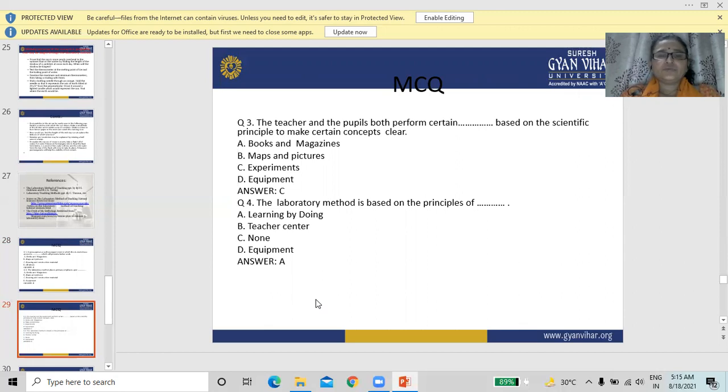Next MCQ. The laboratory method is based on the principle of blank. Option A, learning by doing. Option B, teacher centered. Option C, none. And option D, equipment. Correct answer is option A, learning by doing. The laboratory method is based on the principle of learning by doing.